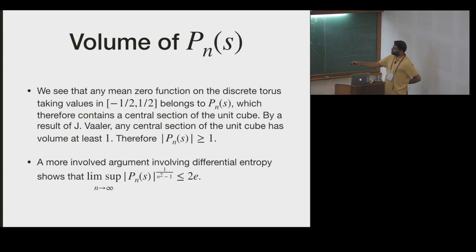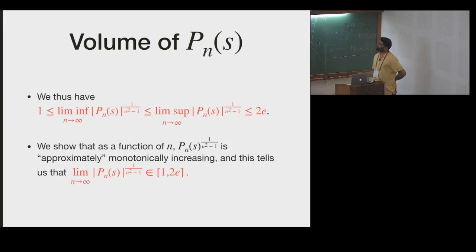And a more involved argument using differential entropy shows that the lim sup of this quantity that we care about is less or equal to 2e. So it doesn't grow too high either. So you have the lim inf being greater than 1 and the lim sup less or equal to 2e. But there is some kind of approximate monotonic increase in this, like the entropy per vertex of the random function. It's not exactly that because I've not taken the log, but if I'd taken the log, it would basically be the differential entropy per vertex of the random concave function. So it turns out to be approximately monotonically increasing.